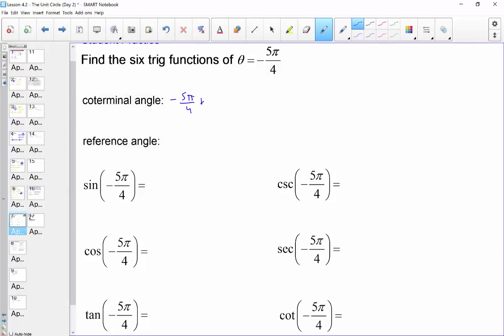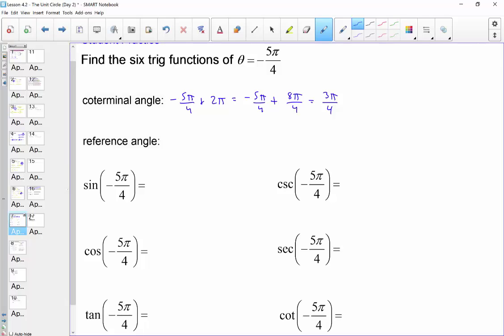And we're going to add 2 pi. That's equal to negative 5 pi over 4, plus, using a common denominator, we'll do 8 pi over 4, which is equivalent to 2 pi. Then we'll add the numerators. Negative 5 pi plus 8 pi is 3 pi over 4. So 3 pi over 4 is our coterminal angle.